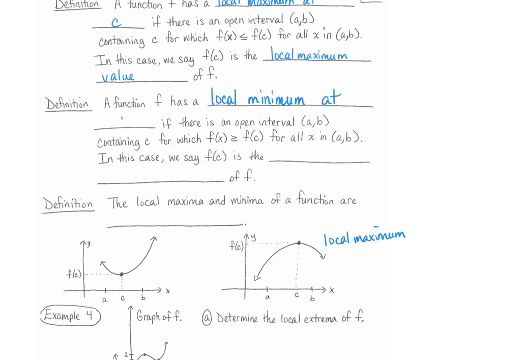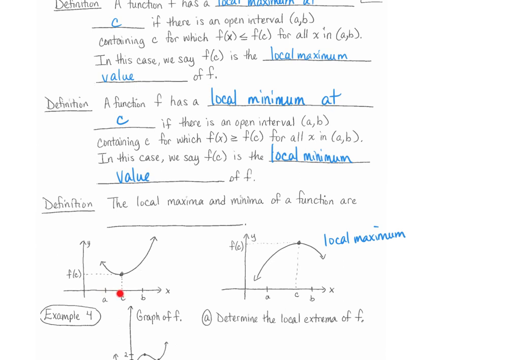at C if there's an open interval AB containing C for which f of x is greater than or equal to f of C for all x in the open interval. In this case, we say f of C is the what? Local minimum value. Very good. Of f.